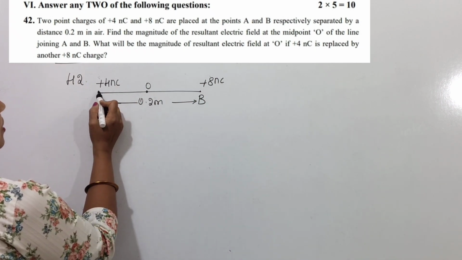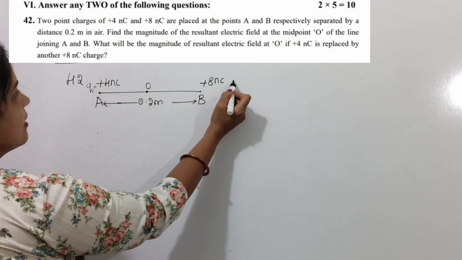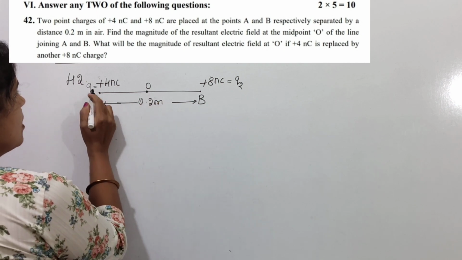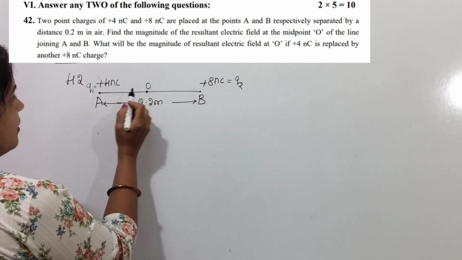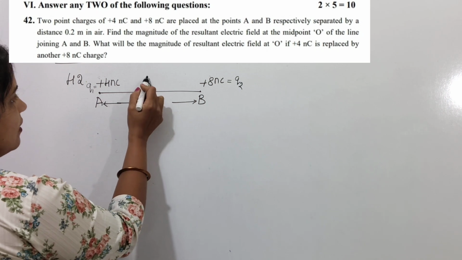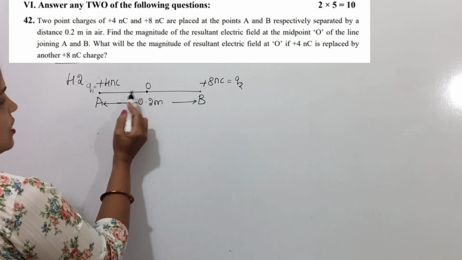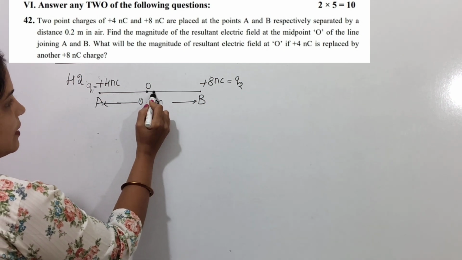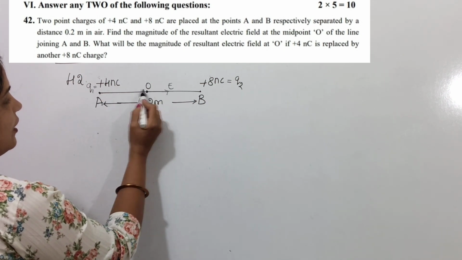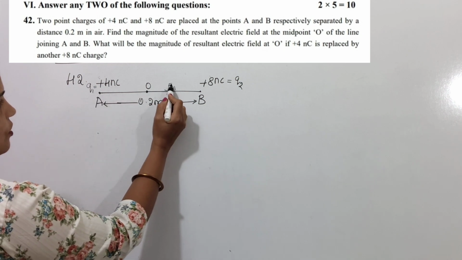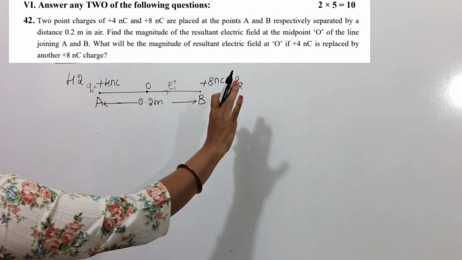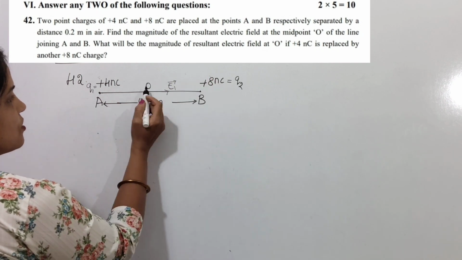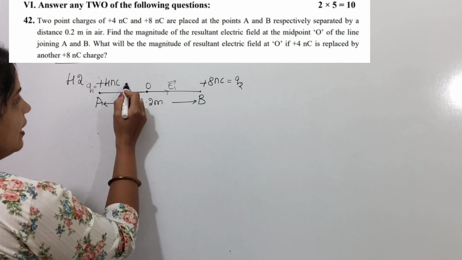Let us consider this is Q1 and this is Q2. Each charge produces an electric field at O. Since these two charges are positive, here we need to assume one test charge, which is also positive. This positive charge repels the test charge, so this will be the direction of the electric field. The electric field due to the first charge is away from it, so this is the direction of E1. Similarly, the electric field due to the second charge is away from it, so this will be the direction of E2.